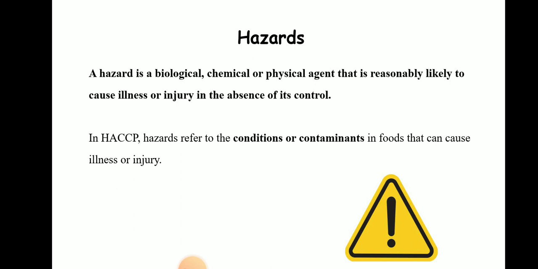Now, when we see the term HACCP, H stands for hazard. So let us see what exactly a hazard is. We have seen already what HACCP is in the previous class about food safety management, so we'll see once again what exactly a hazard is. A hazard is a biological, chemical, or physical agent that is reasonably likely to cause illness or injury in the absence of its control. So in HACCP, hazards refer to conditions or contaminants in foods that can cause illness or injury.